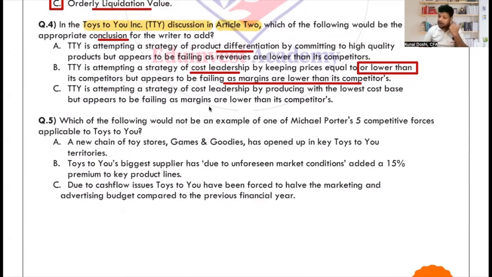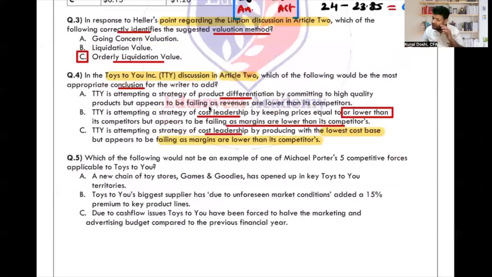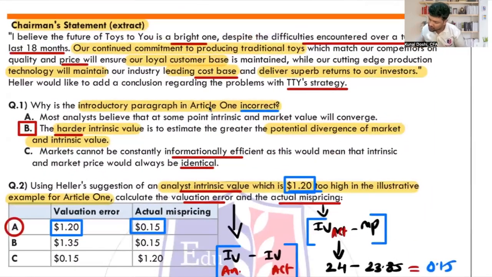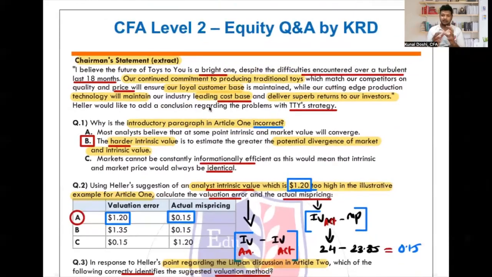We will have to check point number C also. Companies attempting a strategy of cost leadership by producing the lowest cost base, but appears to be failing as margins are lower than its competitors. So we will check the exact words, what they are trying to do. Both the statements are quite similar, right?